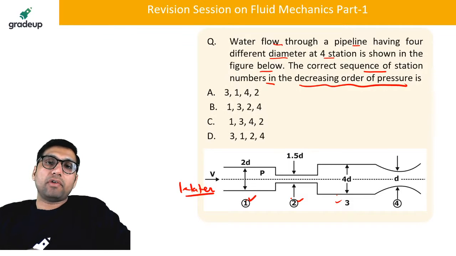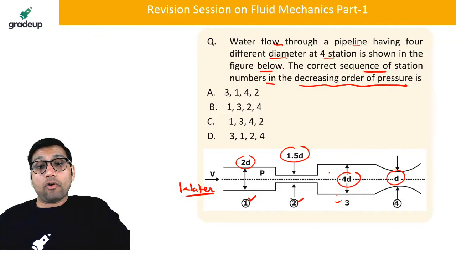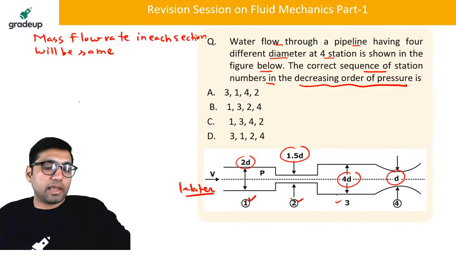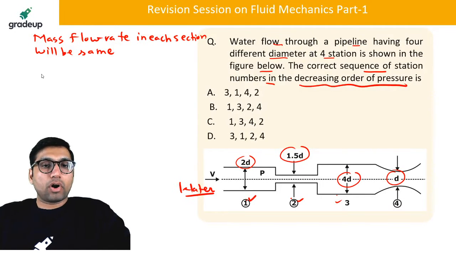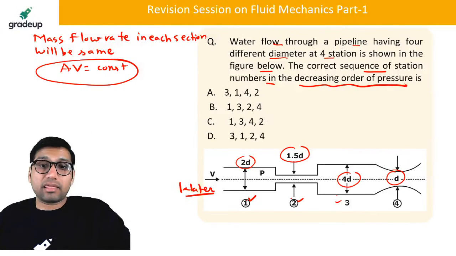Water flows through a pipeline having 4 different diameters. The diameters are different. Here the diameter is 2D, here it is 1.5D, here it is 4D, and here it is equal to D. Now, a very important thing is that the mass flow rate in each section will be the same. Because water is an incompressible fluid, we can say the product of area into velocity is equal to constant. That is, the discharge is equal to constant in each section.